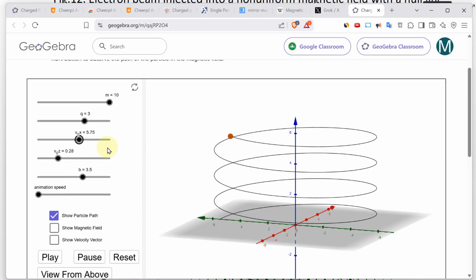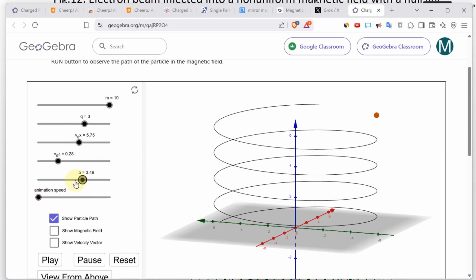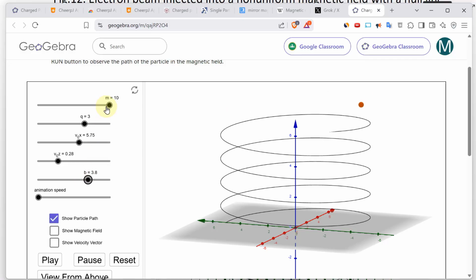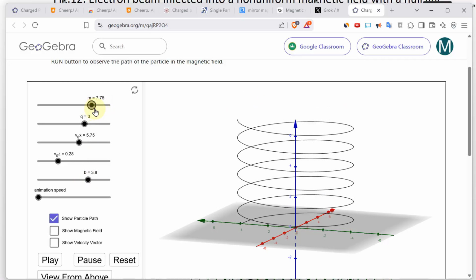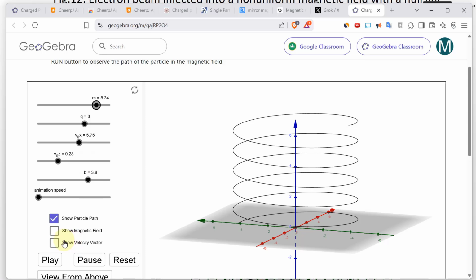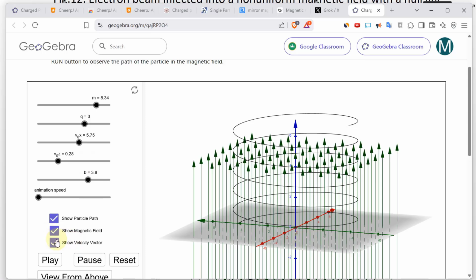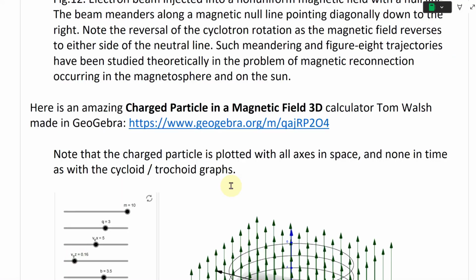The stuff here, you can change the animation speed. This is the B setup there, the M, and you can also show the velocity here. This is show magnetic field, show particle path. And then reset. Let's see the reset. Then there's the arrows like that. So there's the arrow of the velocity vector. Anyways, so that's that. It's pretty cool.